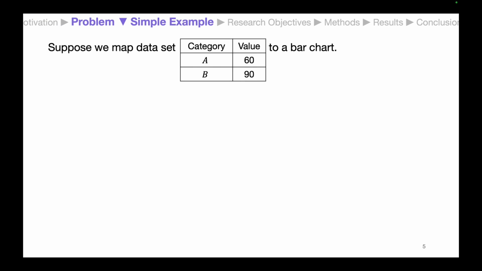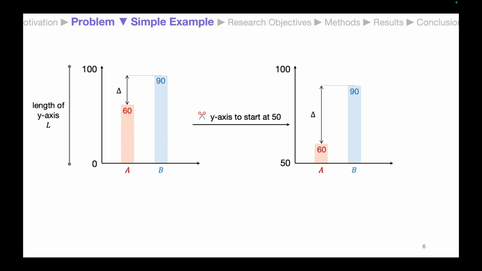Now, to introduce the problem at hand, let's consider a very simple example. Suppose we want to map the following dataset, A: 60, B: 90, to a bar chart. Now on the left, we see the corresponding bar chart. Now suppose we want to truncate the y-axis so that it starts at 50. This produces a truncated bar chart, as we see on the right.